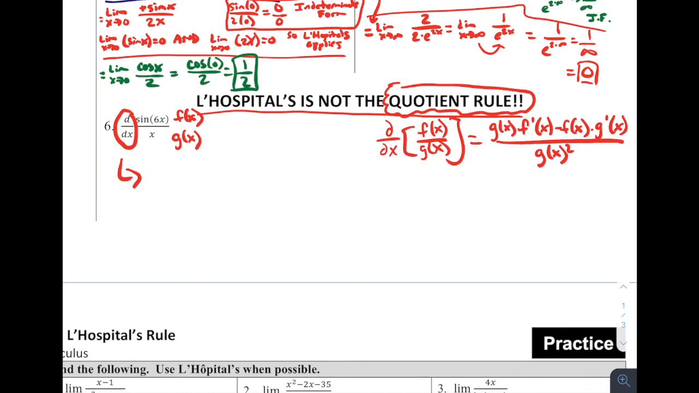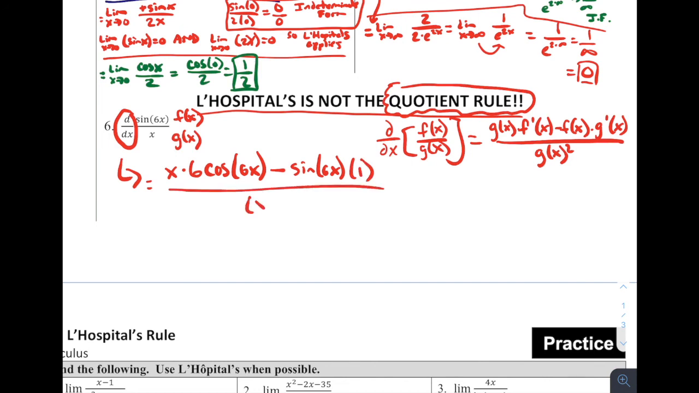So g of x is equal to x times the derivative of the numerator, so it's times 6 cosine of 6x, minus f of x, which is sine of 6x, times the derivative of the denominator, which is 1, all divided by the denominator squared. So this expression here would give us the derivative function for sine of 6x divided by x. Notice that it's not the same thing. L'Hopital's rule does not apply here because this is not even a limit problem. It only works for limit problems, and it only works for limits that are in indeterminate form.